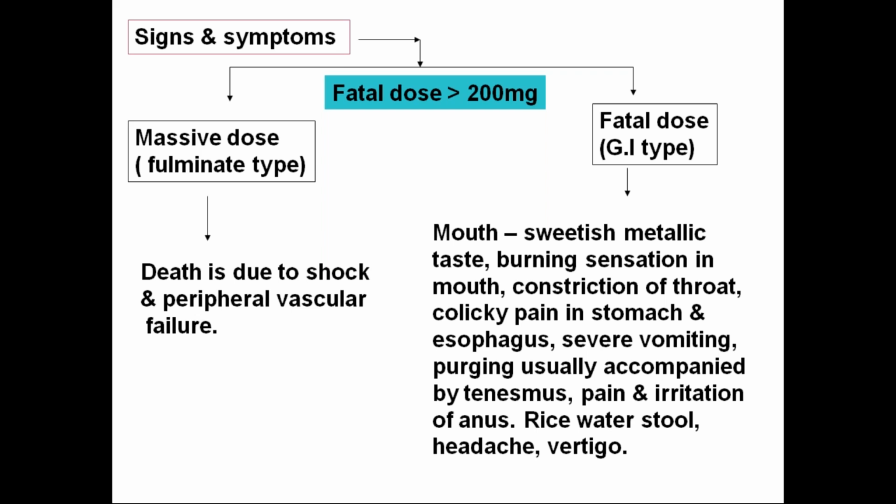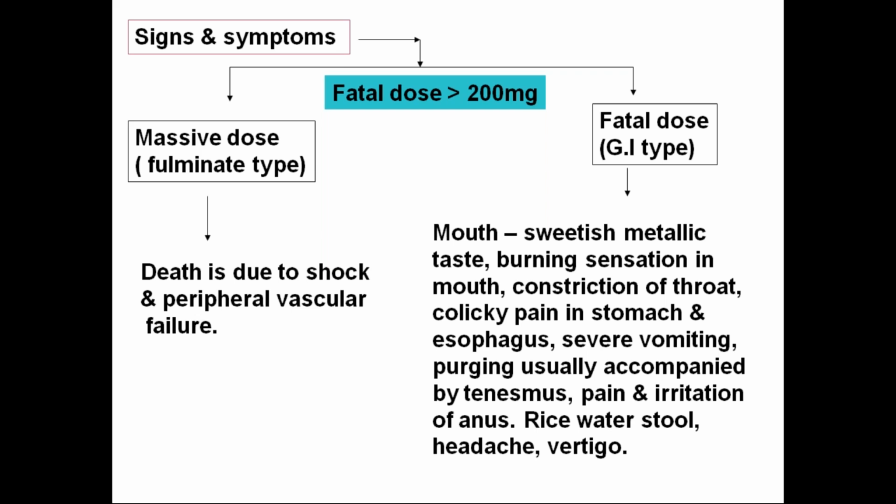So what are the symptoms if the GI type is there? You have a sweetish metallic taste, there is burning sensation in the mouth, constriction of the throat, and colicky abdominal pain. Pain is there in both the esophagus and the stomach. There is severe vomiting, and then purging, usually accompanied by tenesmus. This is very important. Purging means an explosive diarrhea type, accompanied by tenesmus.